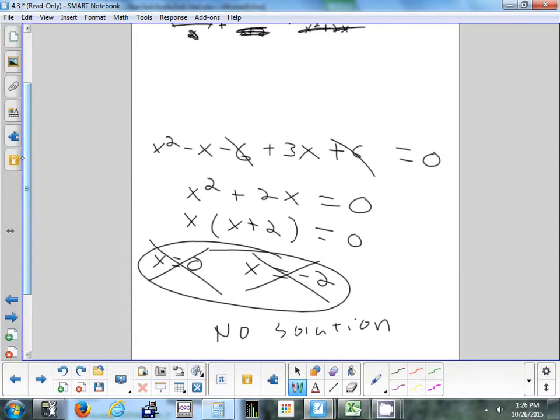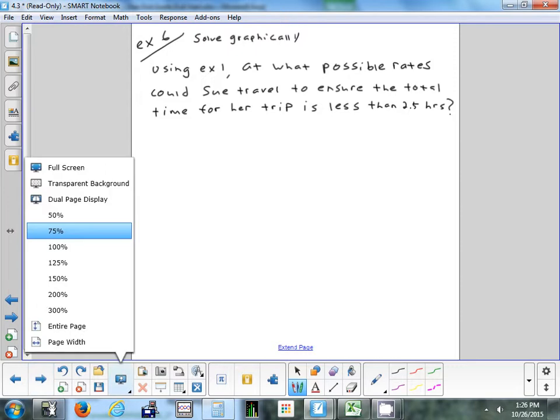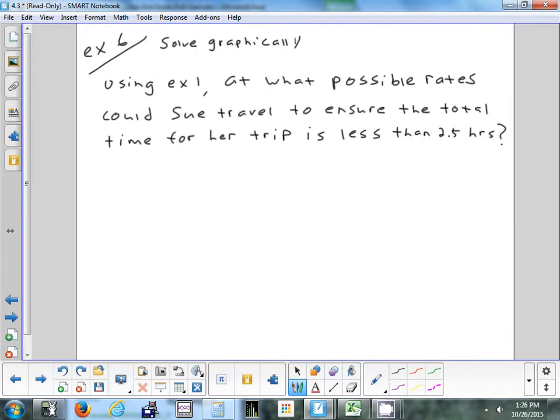Okay, questions on that? All right. So this problem kind of takes us into the last thing we're going to do in section 4.3. When you read that over, what's different about this kind of problem than everything we've done so far? There's a phrase in there that makes this different. Yeah? Less than. So before we were doing equations. Less than is what? That's an inequality. So now we're going to start looking at inequalities.